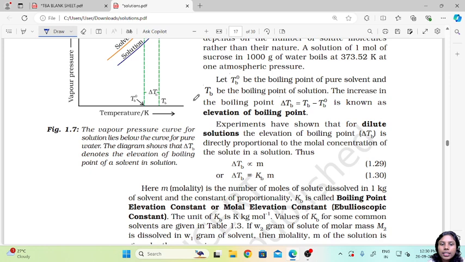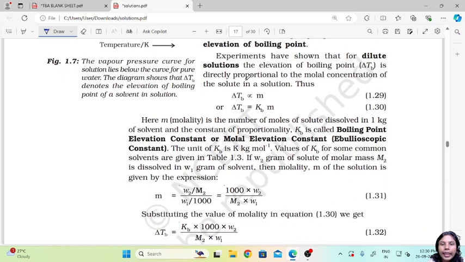So the increase in the boiling point, that is delta TB, can be given as TB, the boiling point of the solution, minus T naught B, the boiling point of the pure solvent. Now this is known as the elevation of boiling point. Experiments have shown that for dilute solutions, the elevation of the boiling point, delta TB, is directly proportional to the molar concentration of the solute in a solution.